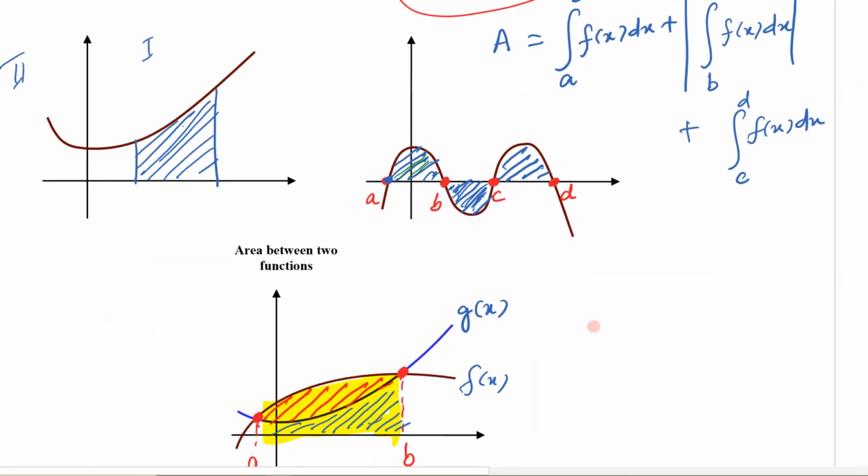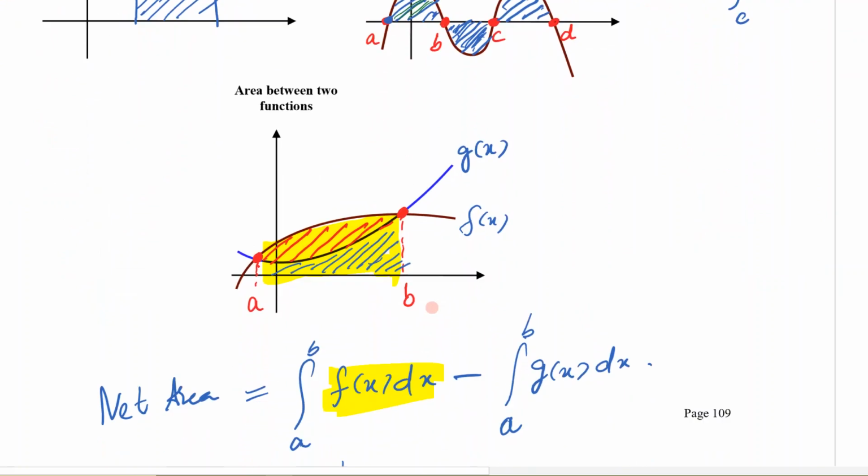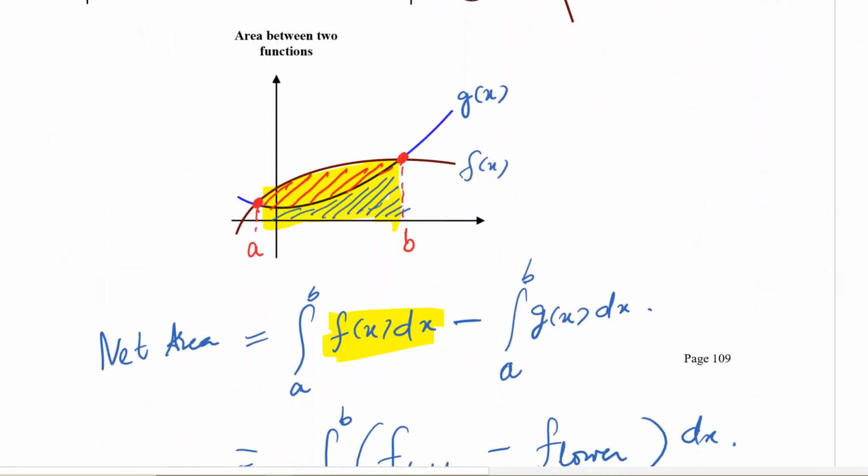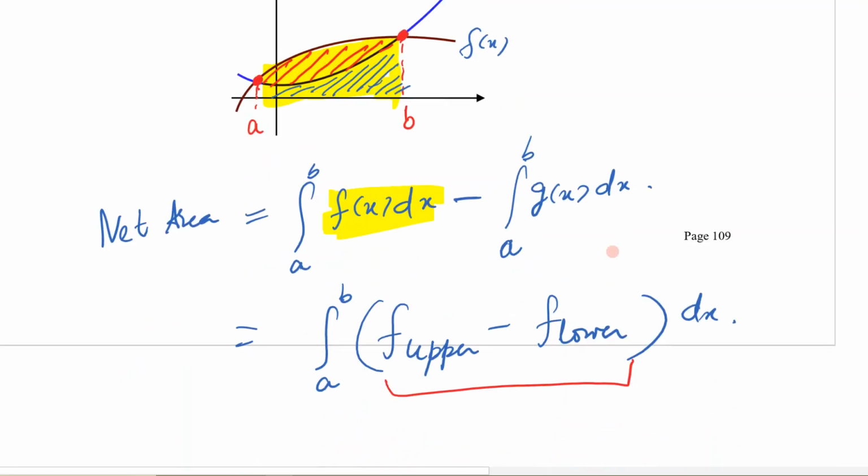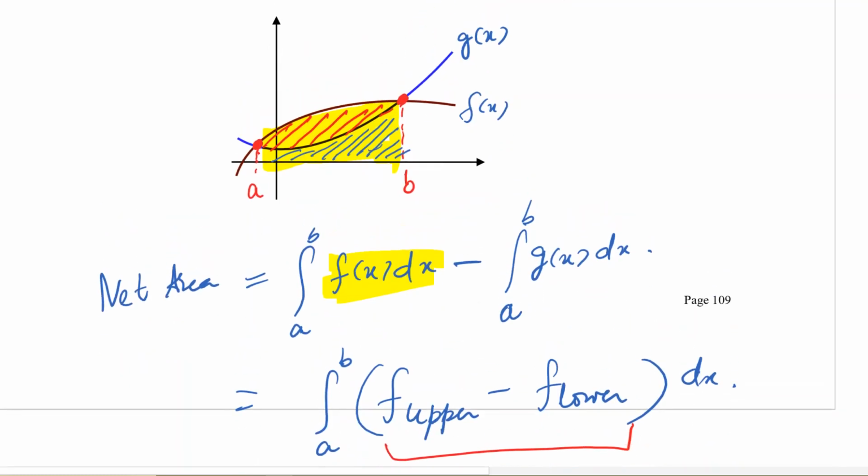And the last, third type is when we find area between two functions. In this case, it's very important that you first find the point of intersection of the two curves, and then you figure out the area from a to b of f(x) minus g(x) dx. So we basically do, from a to b, upper function minus lower function. Now I'm going to move to the examples and then it will be more clear.